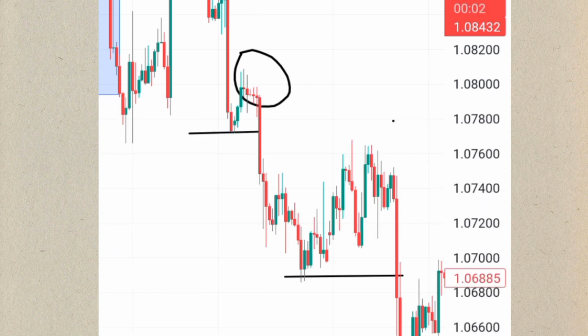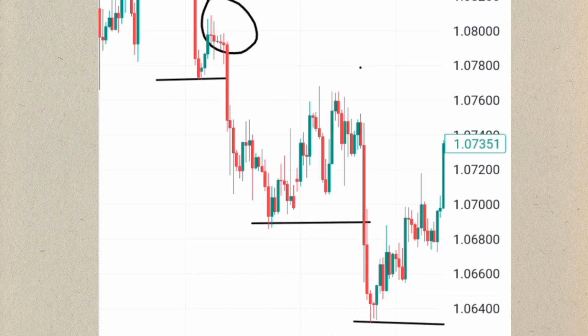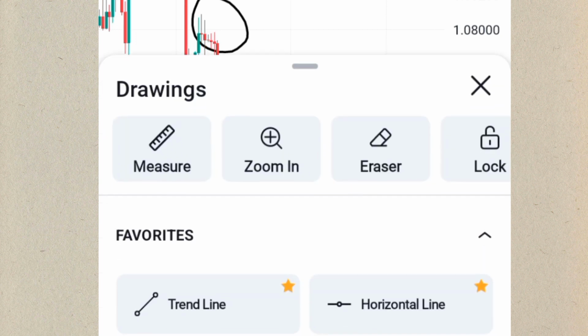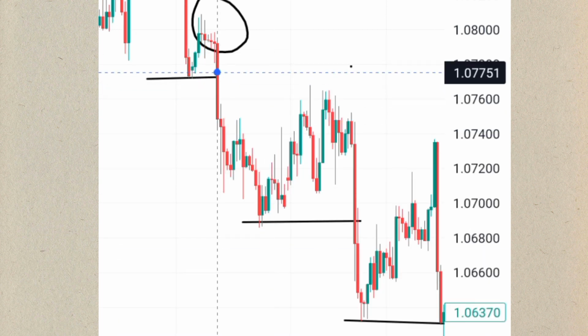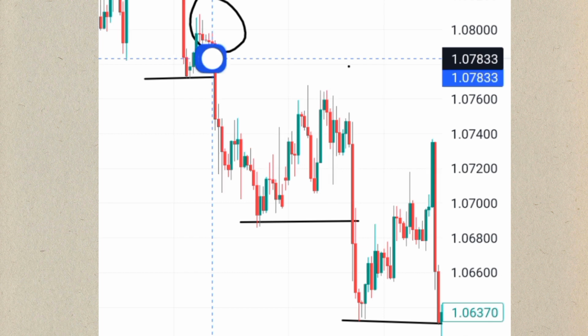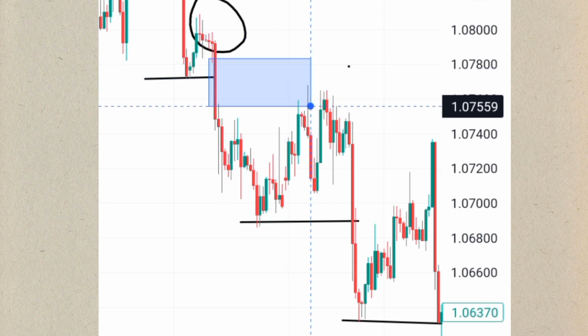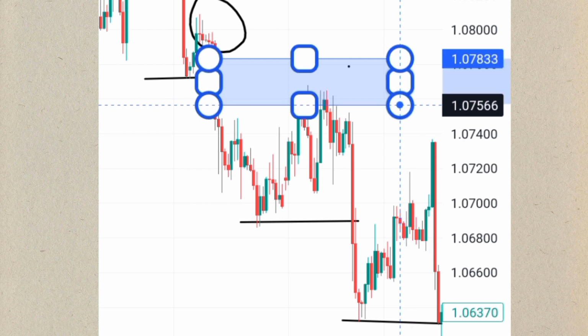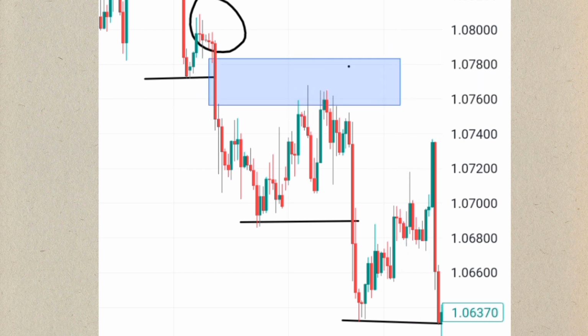After identifying that, you also draw your fair value gap. For example here, if you look very clearly, as we said, between these 2 candles, the other one and this lower one. If you draw your fair value gap here, you will see that the market will come and retest your fair value gap, then boom, it will go down.